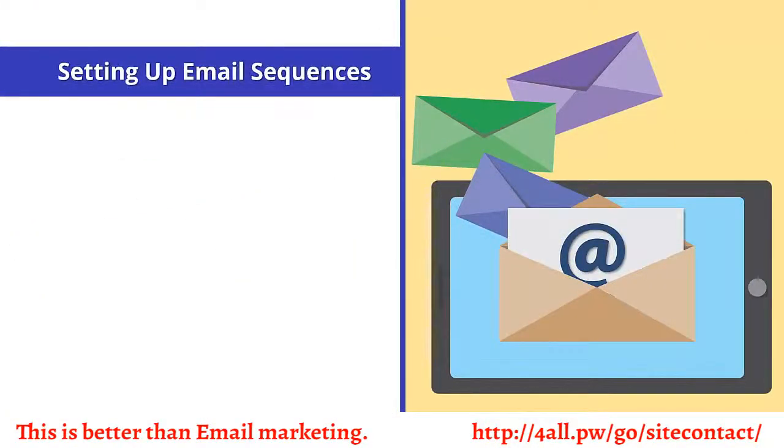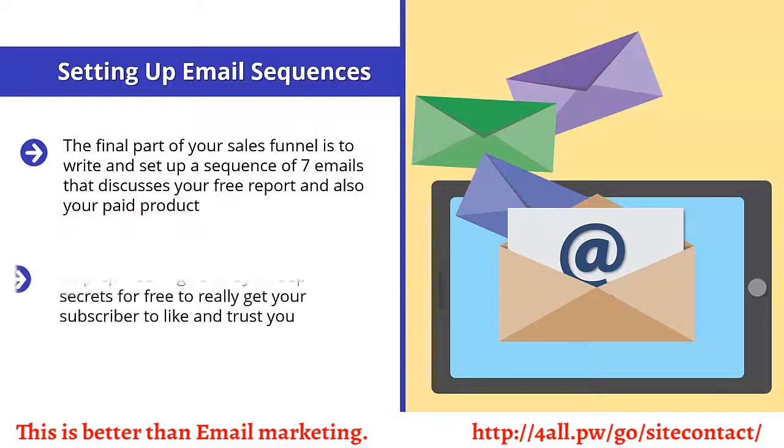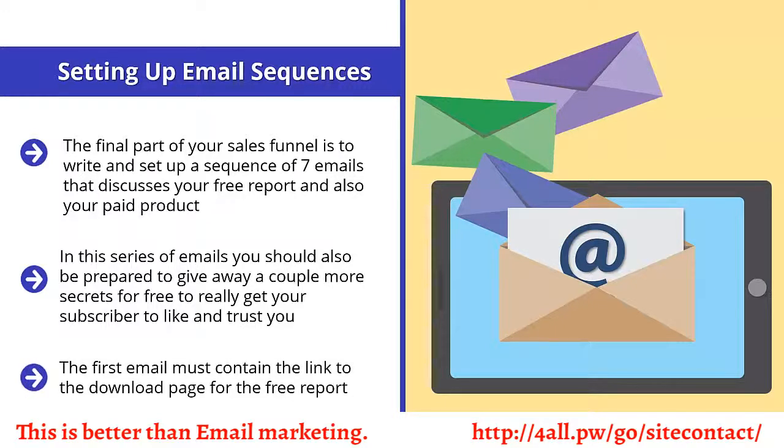Setting up email sequences. The final part of your sales funnel is to write and set up a sequence of 7 emails that discusses your free report and your paid product. Writing emails that get opened and read requires good copywriting skills. In this series of emails, you should also be prepared to give away a couple more secrets for free to really get your subscriber to like and trust you. You can outsource the writing of your emails if you want. The first email must contain the link to the download page for the free report.